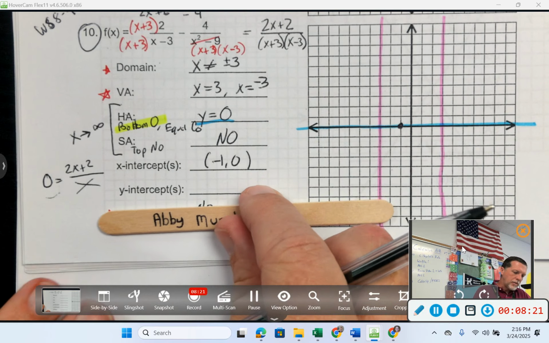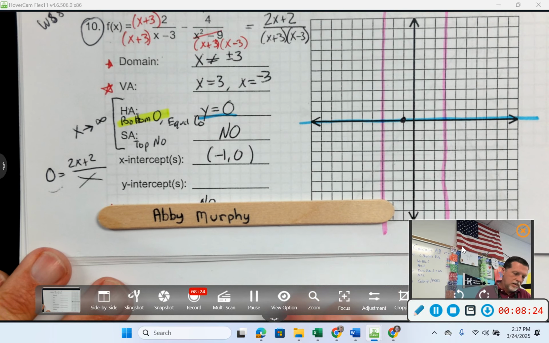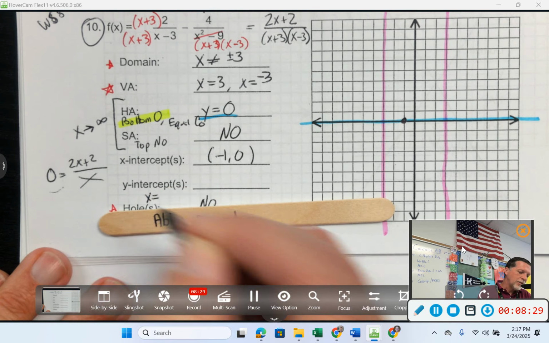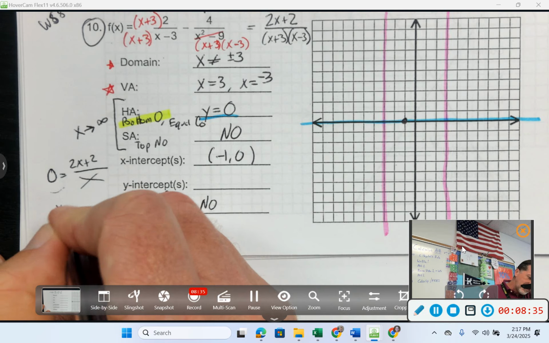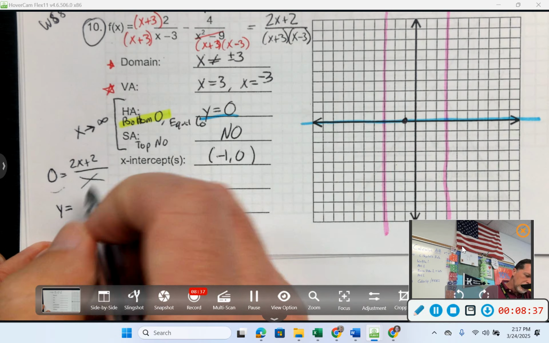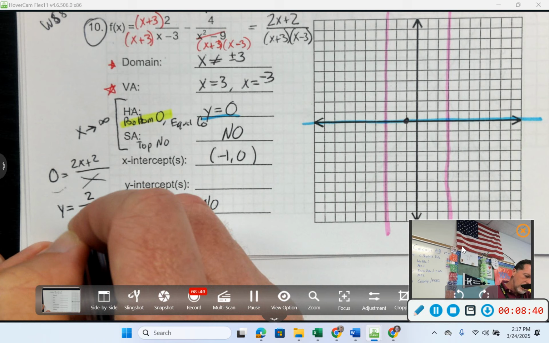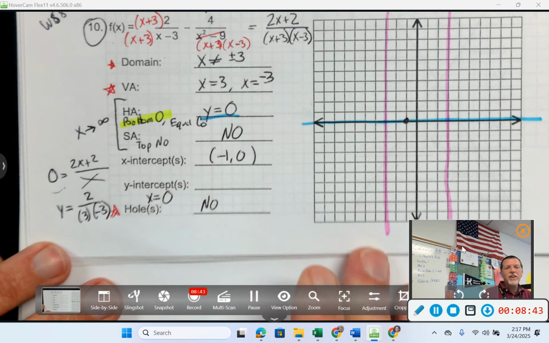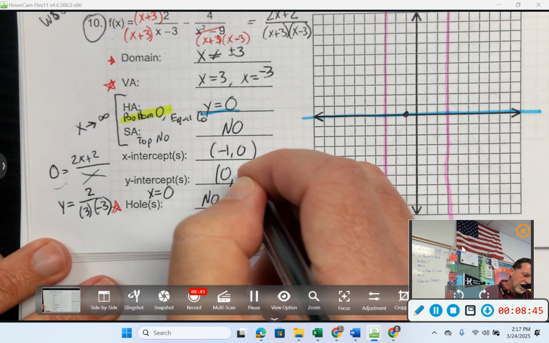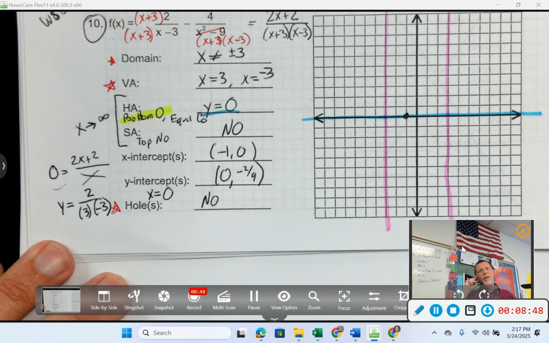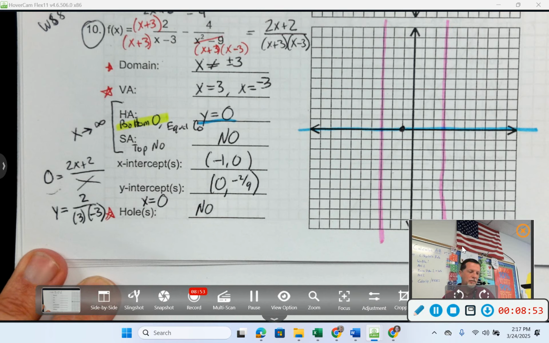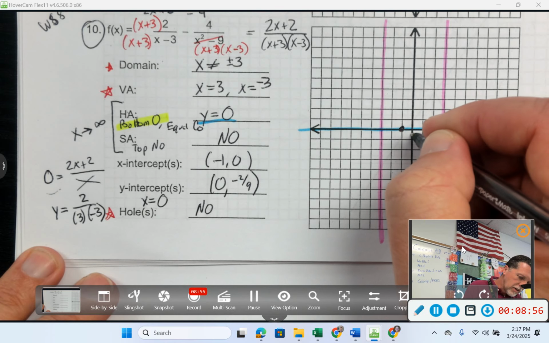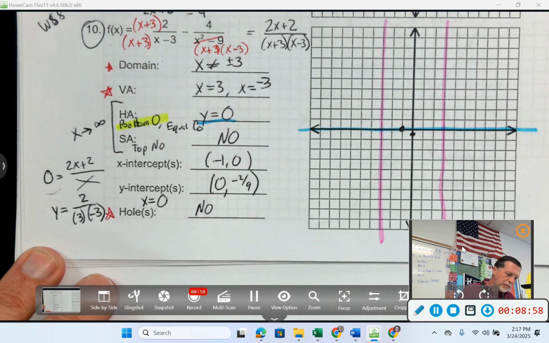Abby, how about y-intercepts? How do we find a y-intercept? Put x equal to 0. So I'll plug in 0 for x. So 2 times 0 plus 2 is 2, over 3 times -3. That's kind of annoying. But again, these are complicated. It's hard to make everything come out to be a nice integer, so you usually get a fraction somewhere. 0, -2/9.